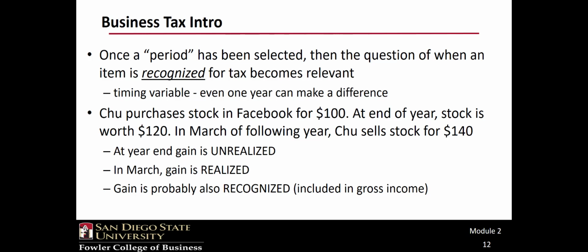Before going any further, let's confirm our understanding of a few terms. We'll start with Chu. Chu purchased stock for $100. At year end, that stock was worth $120. Then in March after year end, she sold the stock for $140. At year end, the gain in the stock was unrealized. She hadn't sold it. In March, when the stock is sold, the gain becomes realized. And in this case, it is almost certainly recognized as well. Recognized means simply that the income or deduction is reported as part of taxable income. These are magic tax terms, so be sure and use them correctly.